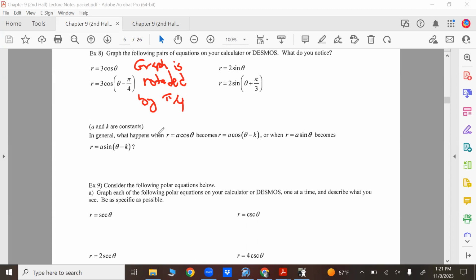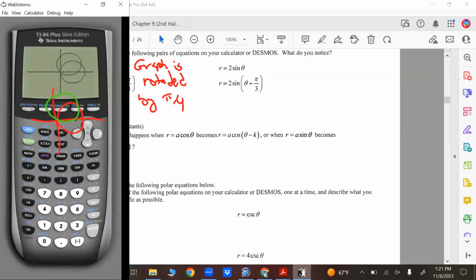So you took this graph, right, with a diameter of 3, and it got rotated kind of like that. So going back to the calculator again, you can see the second circle had a bit of a rotation there. So it's still touching 0, 0, but it's a rotation as a result.